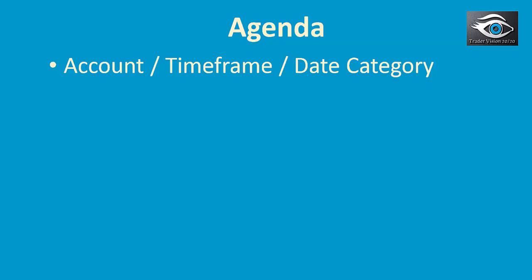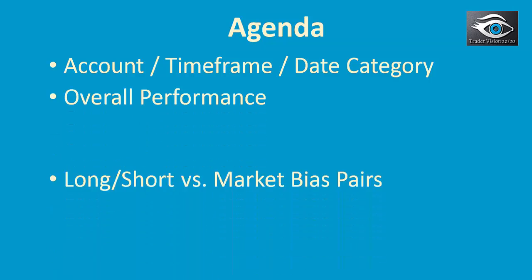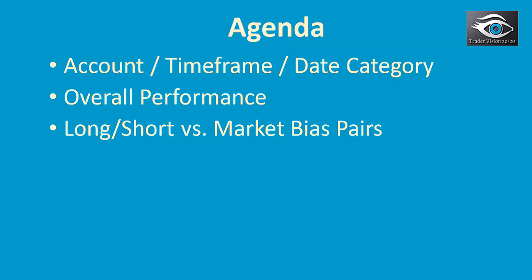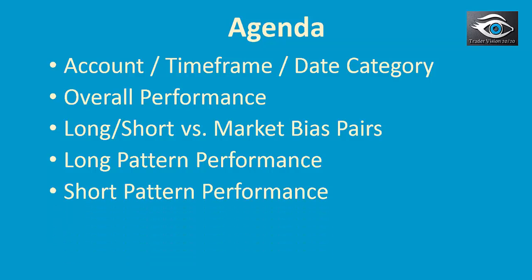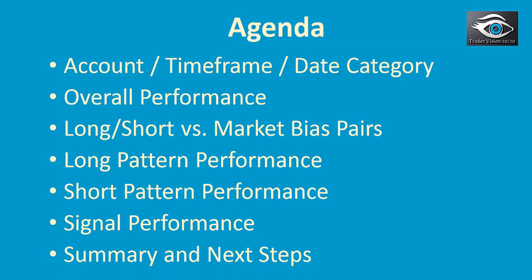Today we'll speak about Performance View. Specifically, we'll be talking about the account, time frame, and date categories which we can look at, the overall performance section, the long and short trades versus the market bias pairs, long pattern performance, short pattern performance, and of course signal performance. We'll then do a summary and talk about the next steps in this series. With the agenda out of the way, let's get started.